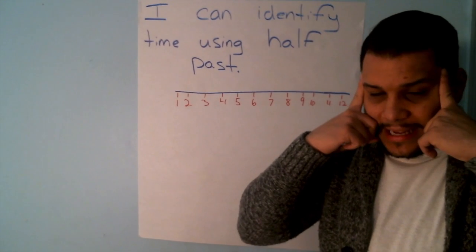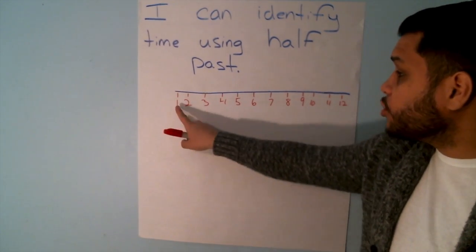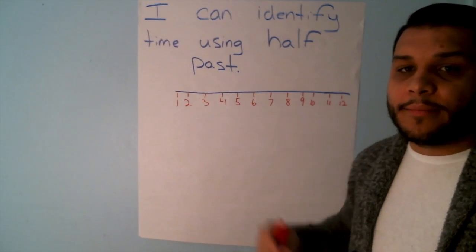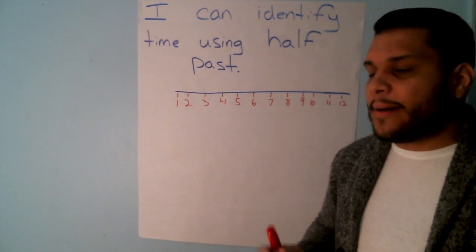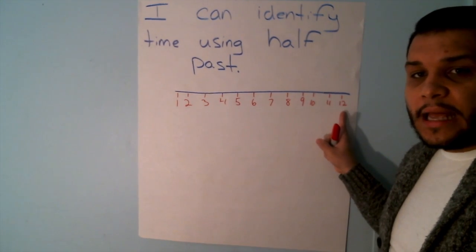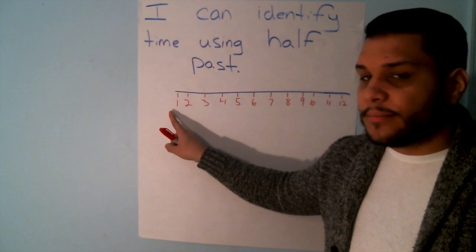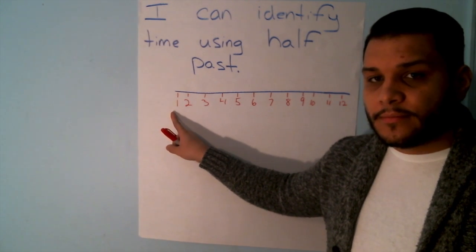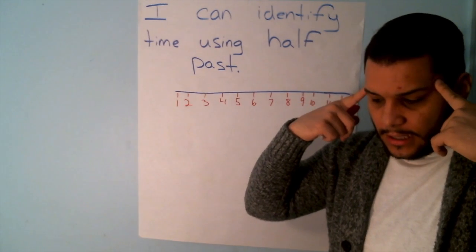Take a moment and think. I have the numbers 1 through 12 on my number line. Why did I stop at the number 12? And why did I start at the number 1? Well, think about our clock.